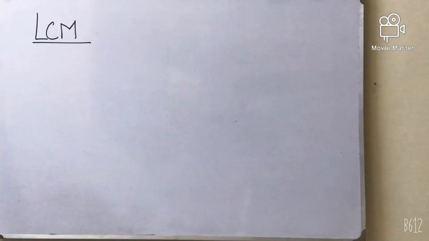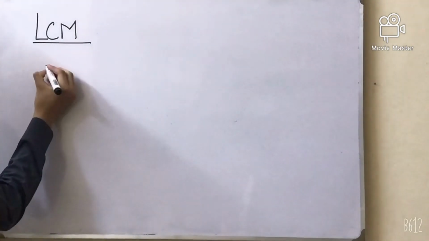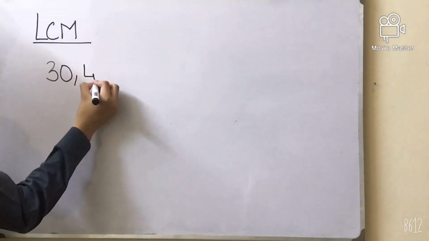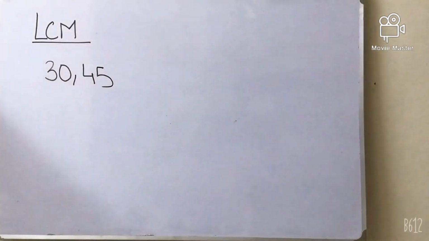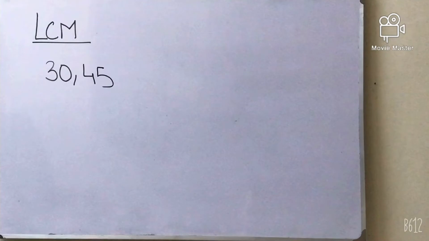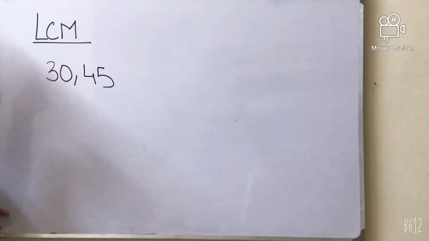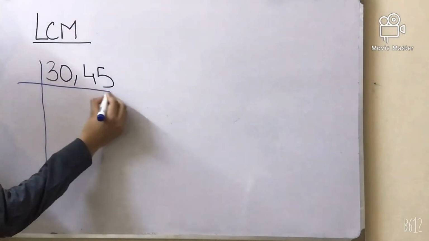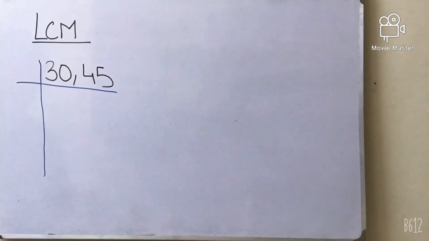So let's say that we have two numbers, 30 and 45, and we have to find their LCM. Now we will find their LCM using prime factorization. So first of all, we will make two columns. Over here we will have the numbers of which we have to find the LCM, and over here we will write down the prime factors of these two numbers.